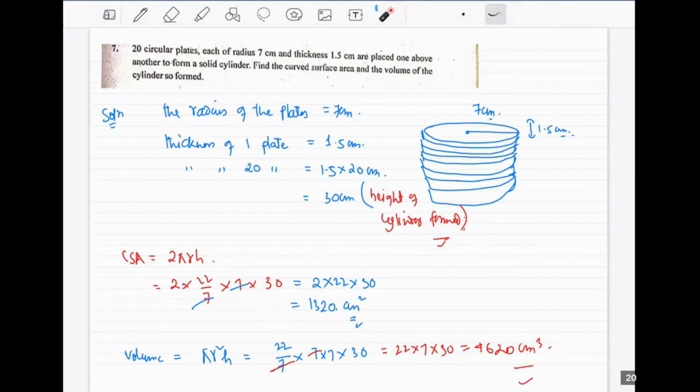And what you have to understand is that when you stack one plate on top of another, they form a cylinder. The question also says so. Since one plate has a thickness of 1.5 centimeter, what about the 20? For 20 plates, 1.5 will be multiplied with 20, and we are getting 30 centimeter. This 30 centimeter will be the height of the cylinder. The radius of the plate will be the radius of the cylinder. And we use the standard formula.